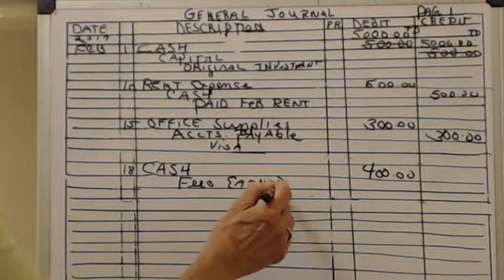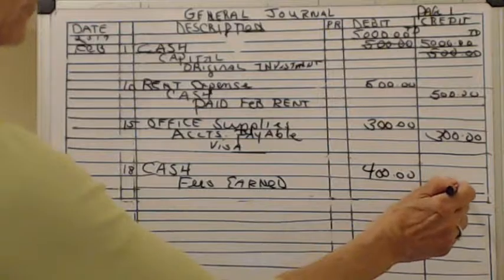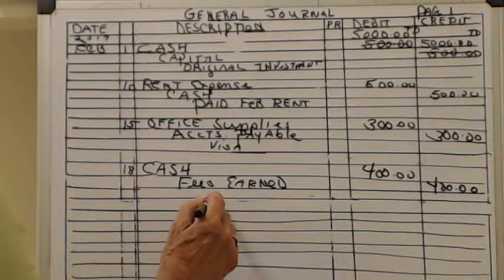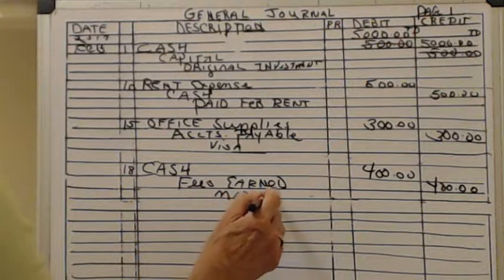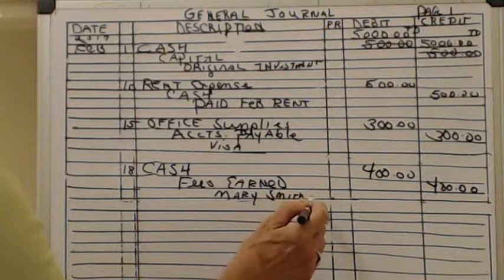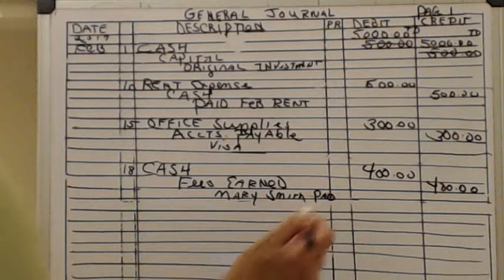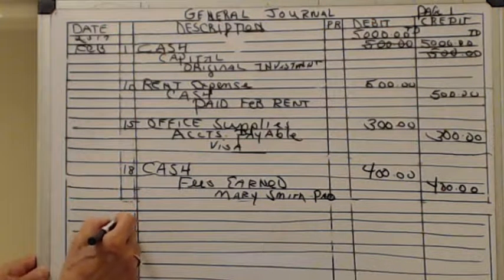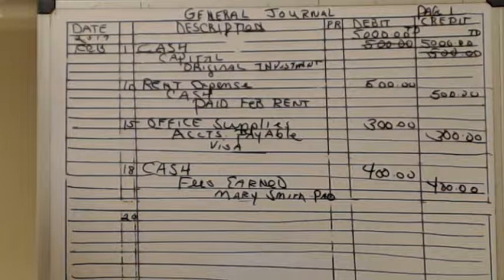That is a revenue account. And it has different names. It could be called service fees, fees earned, services performed, but it's a revenue. And if you want, you could put your customer's name, whoever you receive that money from, or maybe the piece of art. I'm just going to put Mary Smith. And paid. She paid. Okay, I can tell she paid. She's paid up. Okay, let's say on the 20th, I'm going to skip a line.